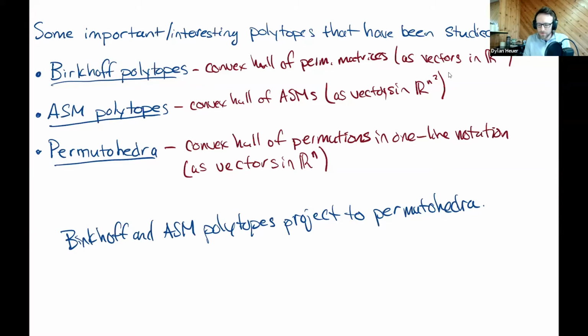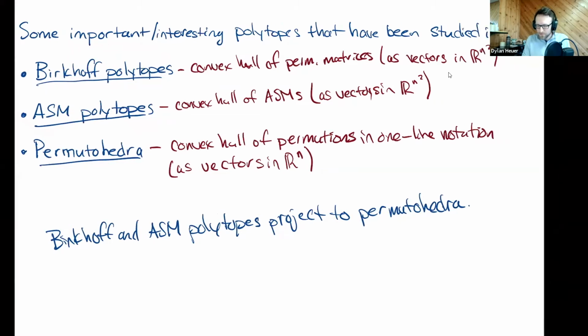So you take something in one of these two polytopes and multiply it by the vector 1 through n, and you'll end up somewhere in the Permutohedra. A slight variation of that holds in the partial setting as well.